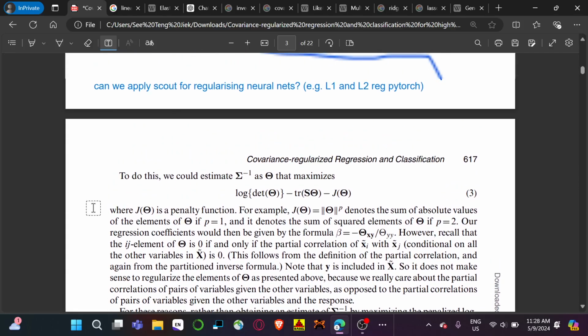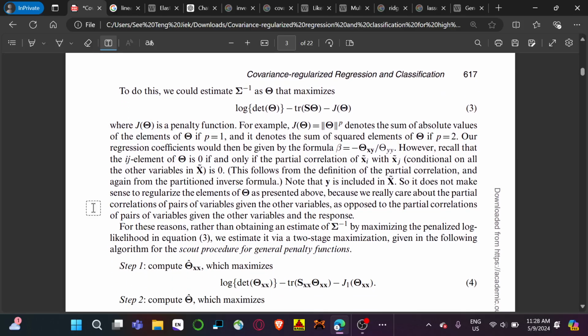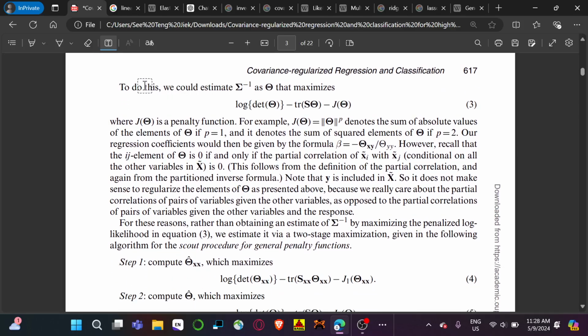But let's continue. To do this, they estimate this inverse covariance matrix as the theta that maximizes this term right here, where J of theta is the penalty function. J denotes the sum of absolute values of elements of theta if p equals 1, and it denotes the sum of squares of theta if p equals 2.